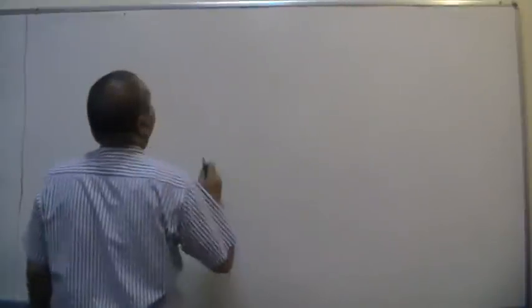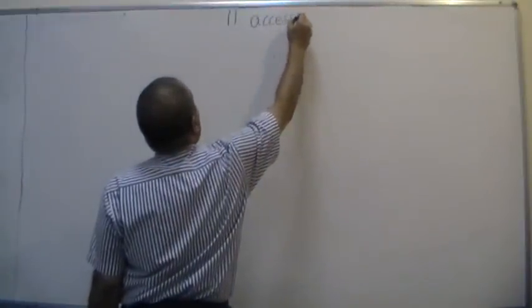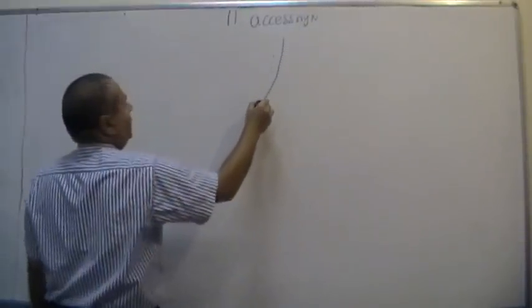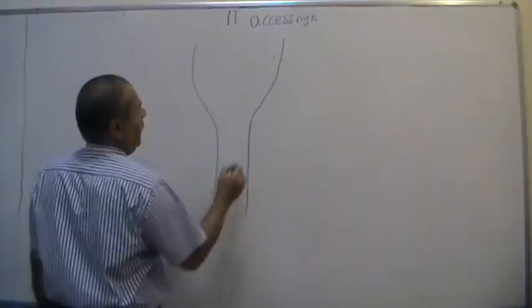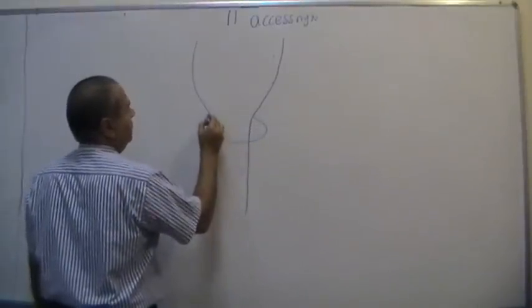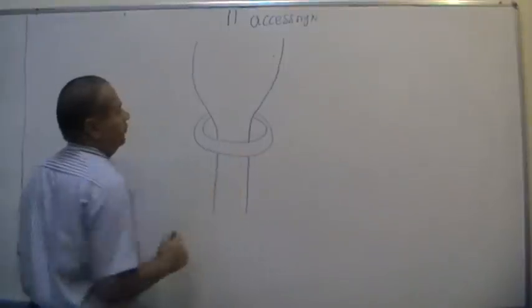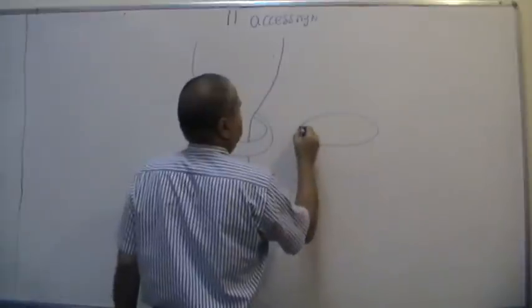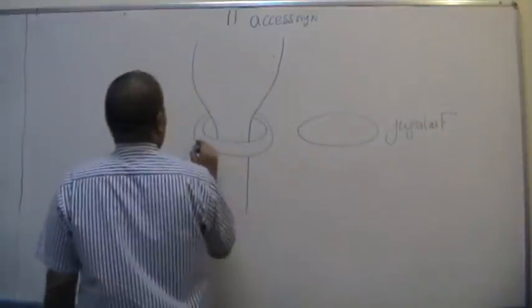We come to the next cranial nerve, number 11, the accessory nerve. The accessory nerve: this is the medulla oblongata and this is the spinal cord, and this is the foramen magnum. And this is the jugular foramen. And this is the foramen magnum.